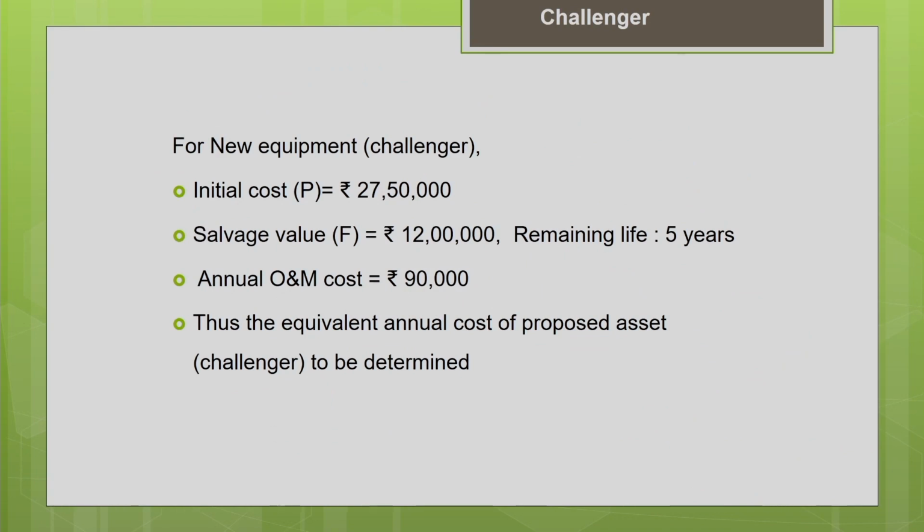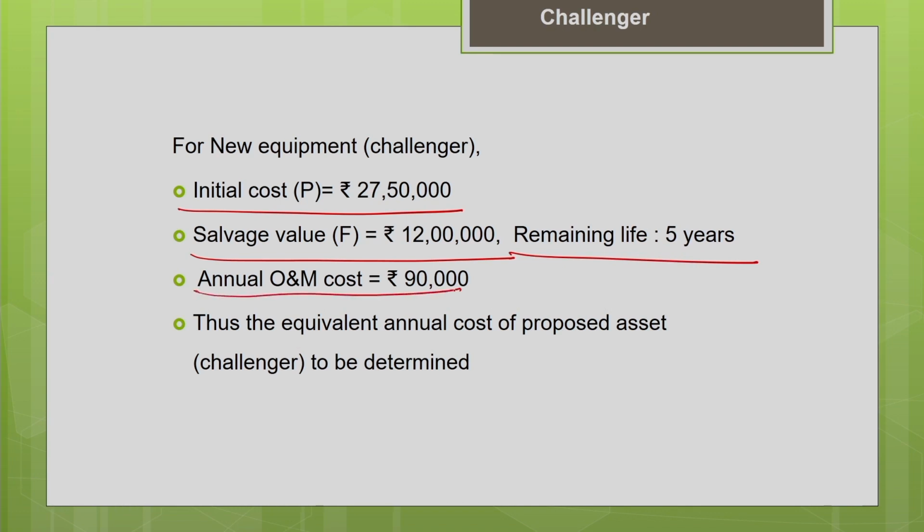So, for the new equipment, the challenger, the initial cost is given as 27,50,000. This is the cost for the acquisition of the machine to your project site. Then the salvage value is given as 12 lakh after 5 years. Here the life of the machine we are considering is 5 years. The annual operating and maintenance cost is 90,000. Now, we are going to find the equivalent annual cost of the proposed asset, that is the challenger. In the same manner you can find it.